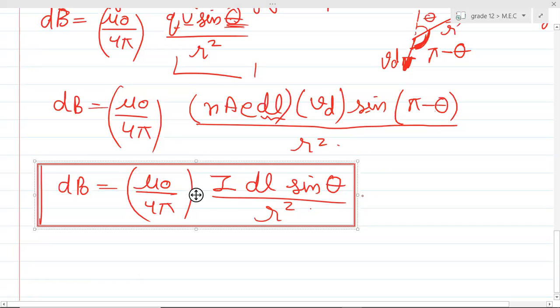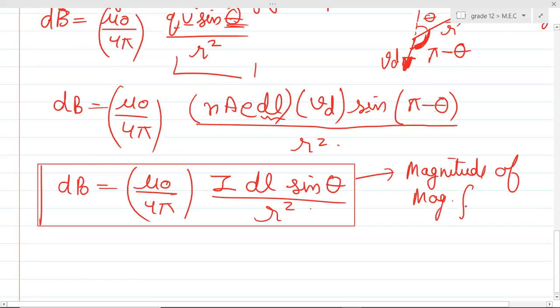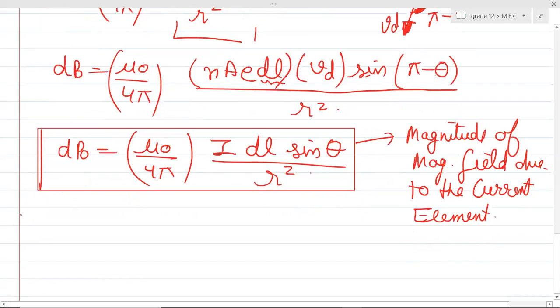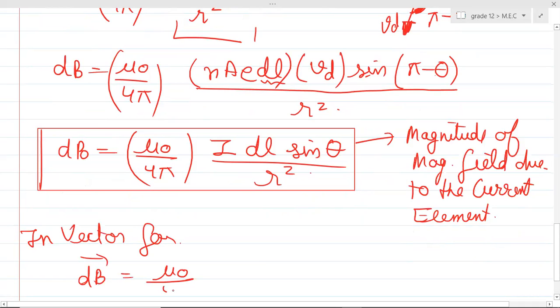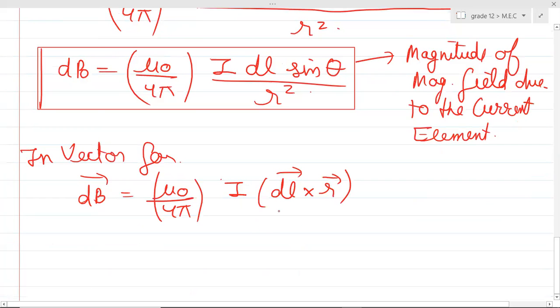Using Biot-Savart's law, the magnitude of magnetic field due to the current element. So this is the magnitude, guys. Is this clear? In vector form, how will you write it? In vector form, dB vector will be equal to mu naught by 4 pi into I into dl cross r by r cube.